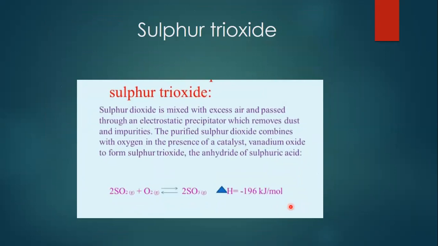Now, the sulfur trioxide, and the formula of sulfur trioxide is SO3. See, student, SO3 is produced when SO2 is burnt with air with the help of catalyst vanadium pentaoxide. The presence of catalyst vanadium pentaoxide is necessary for the production of SO3, and secondly, it is an exothermic process.